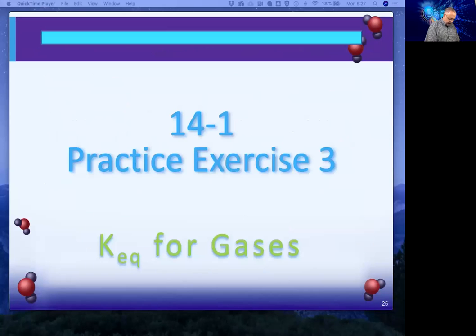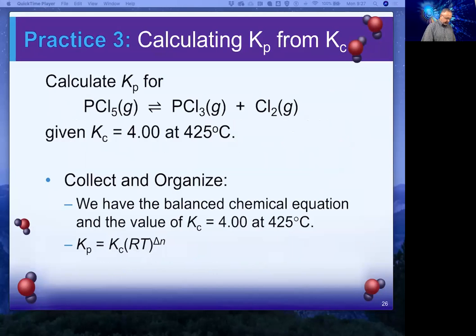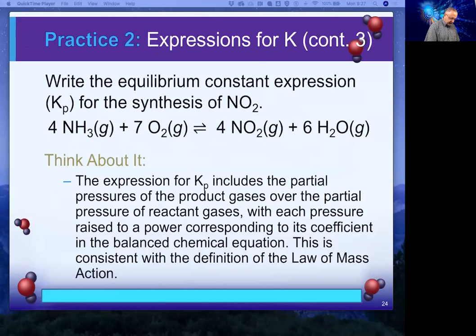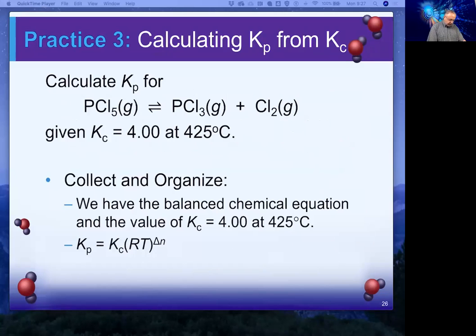Okay, so let's look at the equilibrium constant for gases again, with another exercise. They're saying that PCl5 decomposes into PCl3 and Cl2, chlorine gas. I think we're missing the slide, but that's okay. So we can convert Kc into Kp by using this expression here.